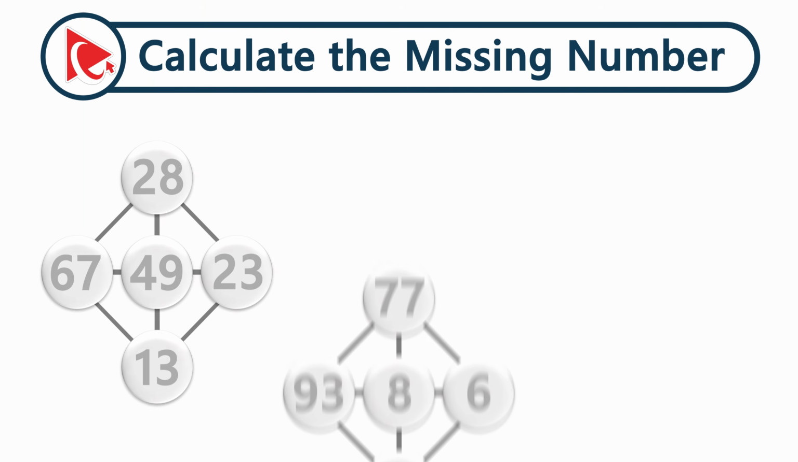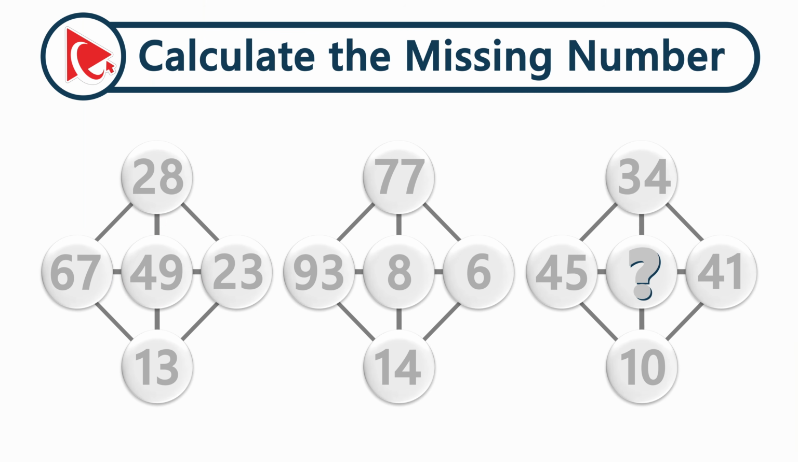You're presented with 3 cool-looking shapes. Each shape, let's call it a rough diamond, has 5 numbers inside. The first shape has numbers 28, 23, 13, 67, and then number 49 in the middle.